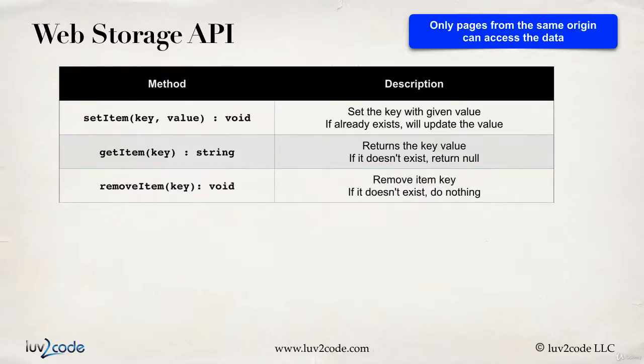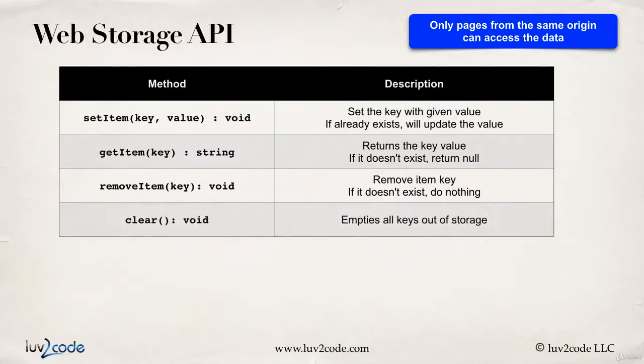We can do a remove item on key, so it'll remove the item with that key. If that key doesn't exist, it does nothing. And then we can also call clear. The clear method will empty all the keys out of storage, so it'll empty the keys and their associated data. This is for this specific origin.